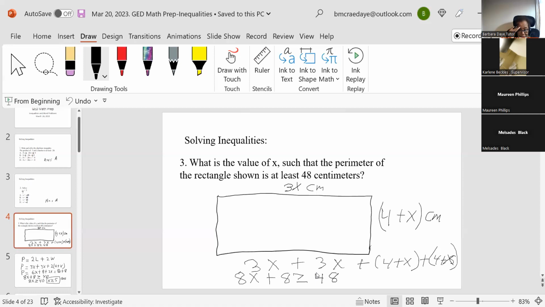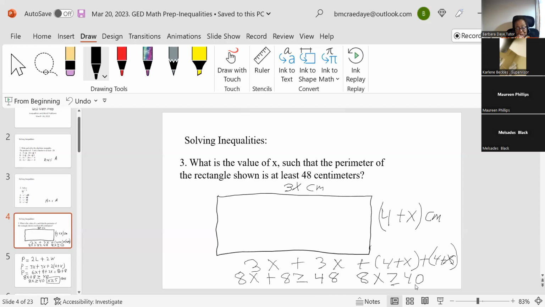I'm stuck. I'm not sure. 8x is a multiplication, right? So what is x? You do the opposite. Maureen says x is 64. No, when you subtract 8 from both sides, you get 40. So now you have 8x greater than or equal to 40. Let me put that here. So what is x? x is 5.